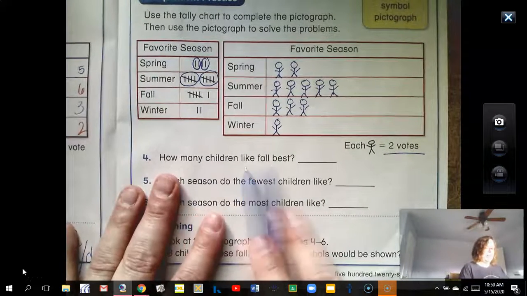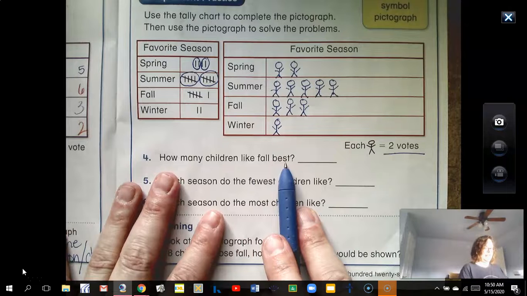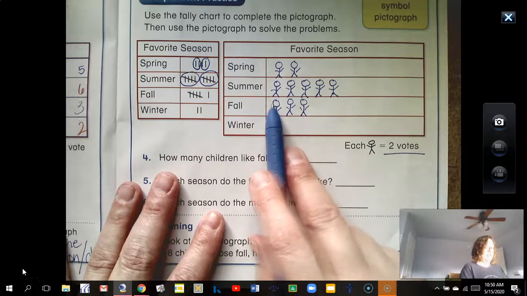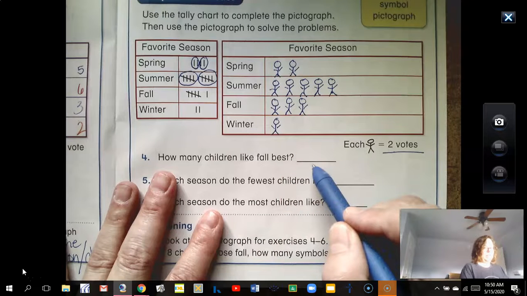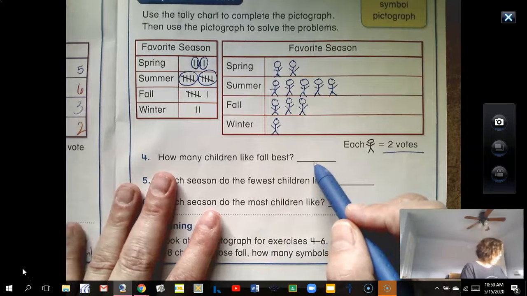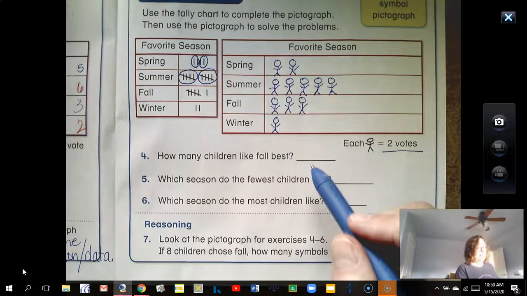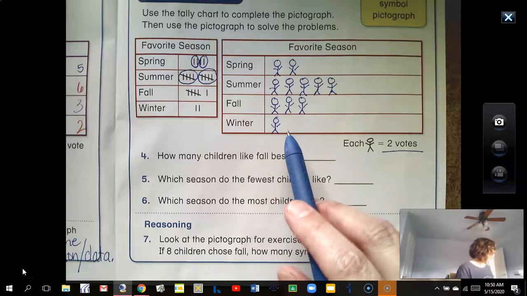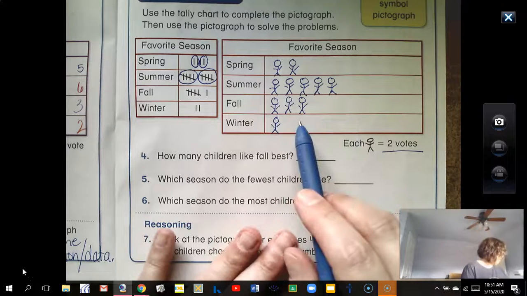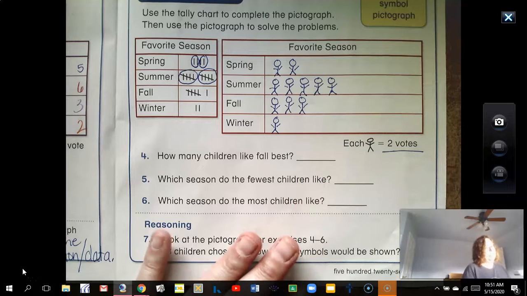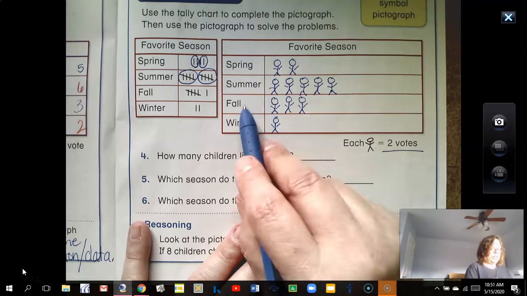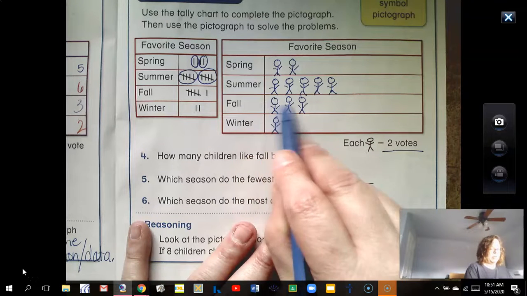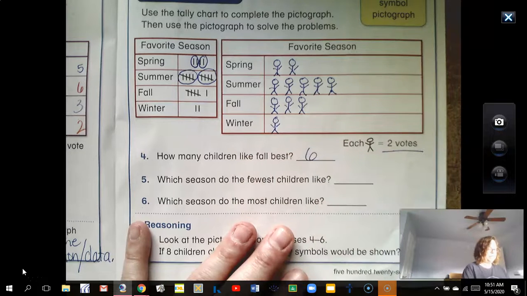How many children like fall the best? Well, there's 3 children. Do I write 3? No, because each person represents 2, so I do not write 3. So let's see, how many children like fall? Let's count by 2s. 2, 4, 6.